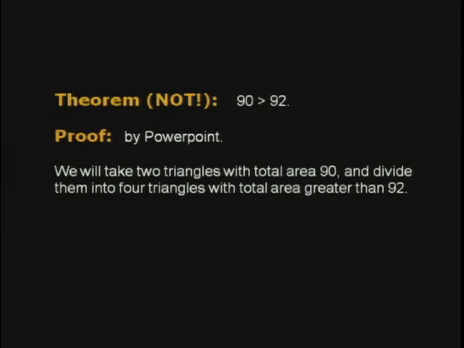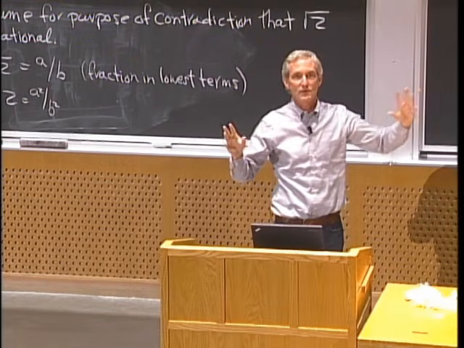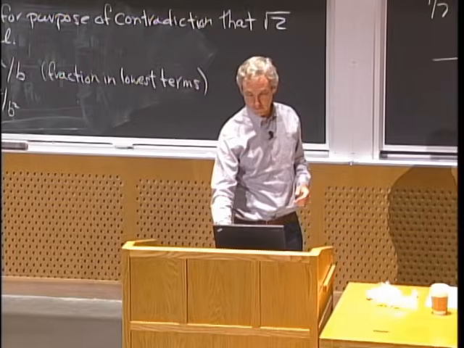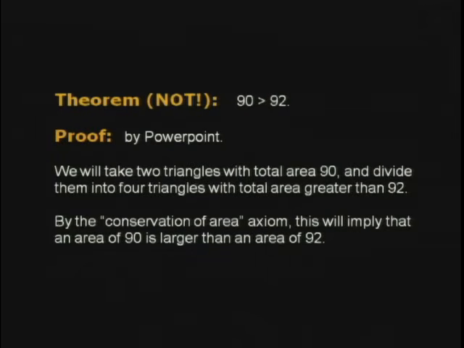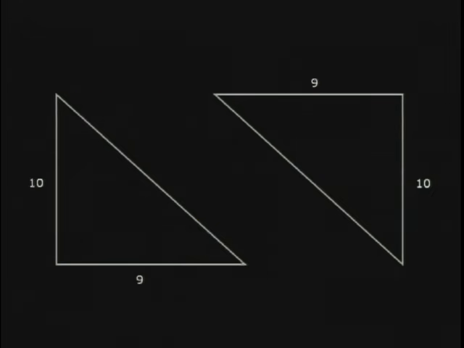I'm going to take 2 triangles with total area 90 and put them together and then divide them up into 4 triangles with area greater than 92. And by the conservation of area axiom, which you want to be maybe thinking about, this will imply an area of 90 is larger than an area of 92, and therefore that 90 is bigger than 92.